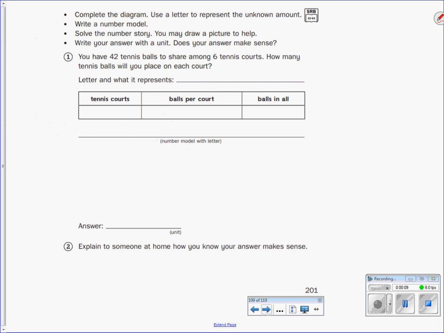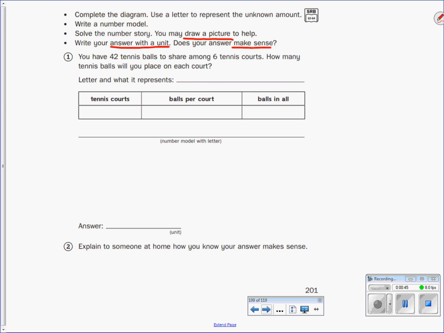In class we have been working on organizing number story information in multiplication and division, using division and multiplication diagrams. So we're going to complete the diagram, use a letter to represent the unknown amount, write a number model, then solve the number story, and we can do that by drawing a picture to help us. Write your answer with a unit and then check to see, does your answer make sense? All of which we have been working on in class for quite some time now.